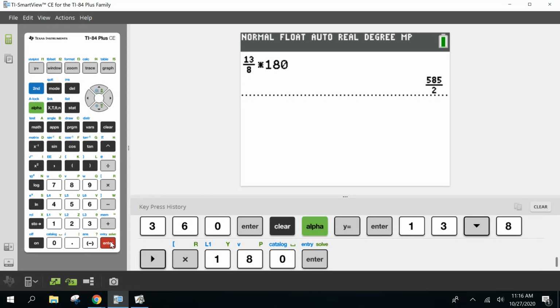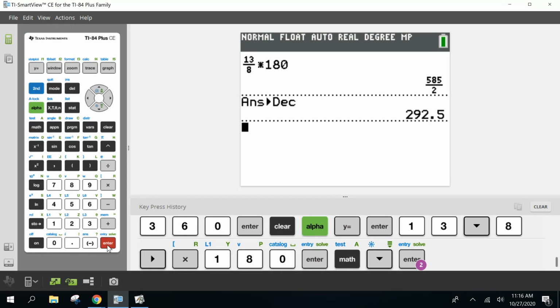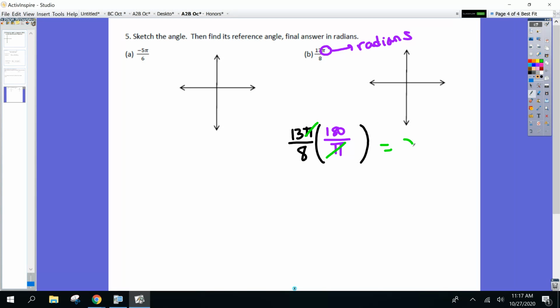I'm going to change that into a decimal because we're talking about degrees here, so I'd like to see something other than a fraction with a degree. If you have 585 over 2 on your calculator, we can change that to a decimal by going to the math button and choosing option 2, which turns anything into a decimal. So that angle in degrees is 292.5. All good? Converting?